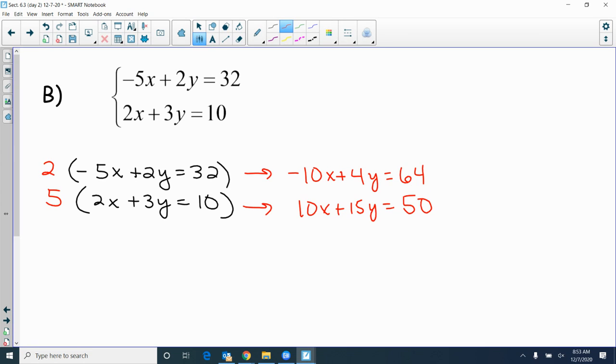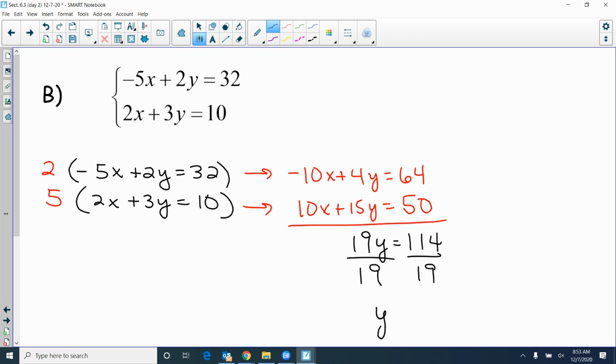Okay. Jordan, what you got? Oh, you got the whole thing? Okay. So 19y, what's 64 and 50? Is that 114? All right, so now these look a little bit iffy, but what's that give us? 6. So if it comes out to a whole number, it makes me feel a little bit better. So you got y equals 6.